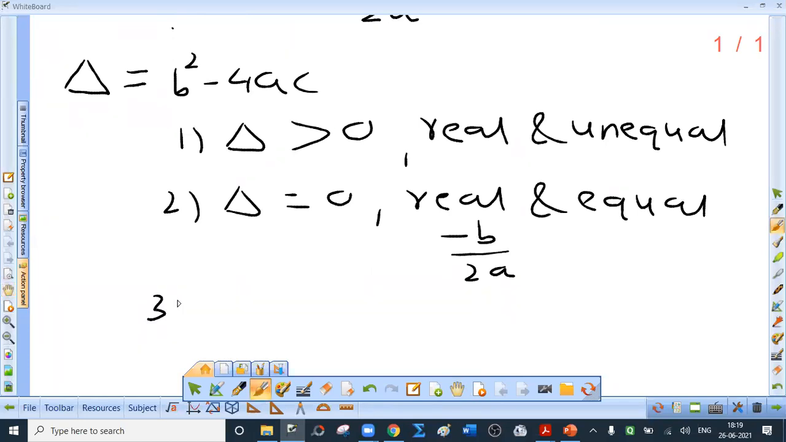Now third possibility, as delta is real, it is negative. So roots are not real, means they are complex, right? You will notice they are complex conjugates of each other. That is, roots are of which type? a plus ib and a minus ib. Okay. Now exercise 1.